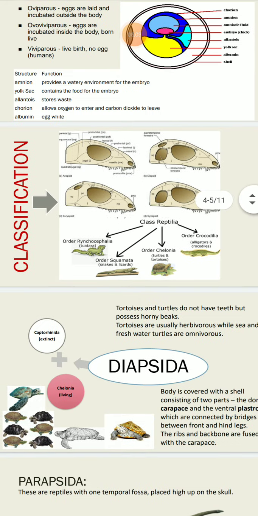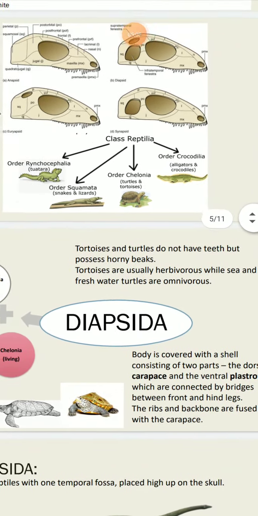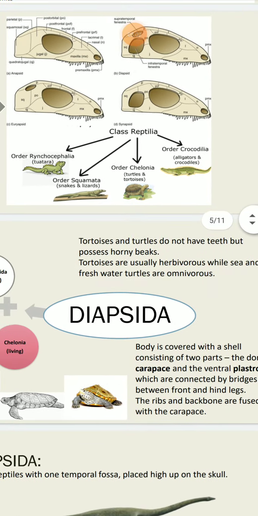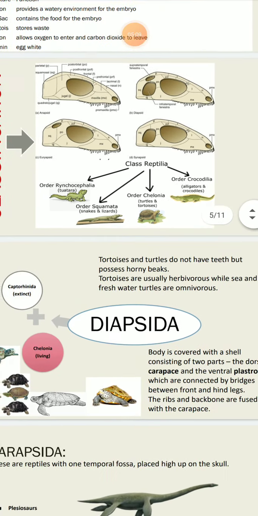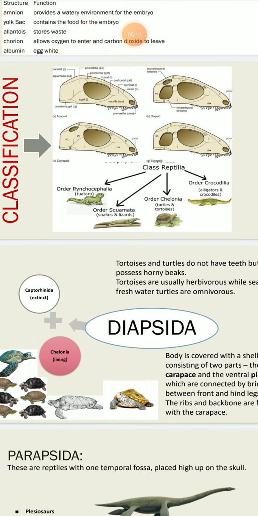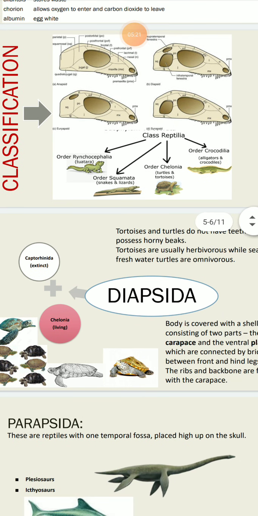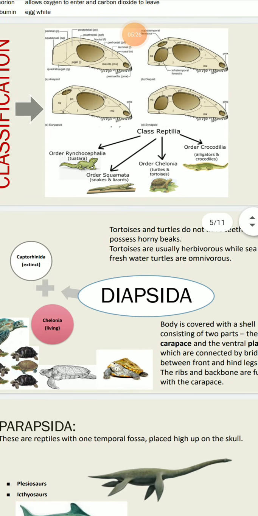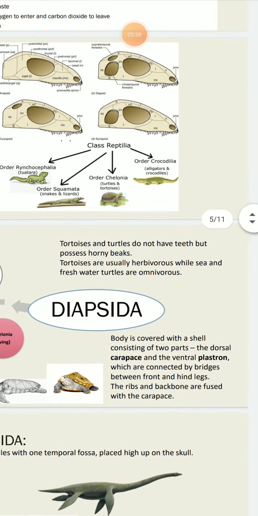Okay, there's a small mistake here. This is not Diapsida, it is actually Anapsida. Anapsida have two suborders: one is Captorhinida, another one is Chelonia. Captorhinida are extinct forms, so we shall not discuss them. The suborder Chelonia has examples such as turtles and tortoises.